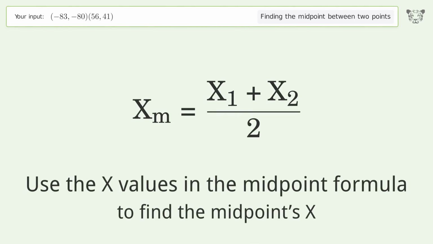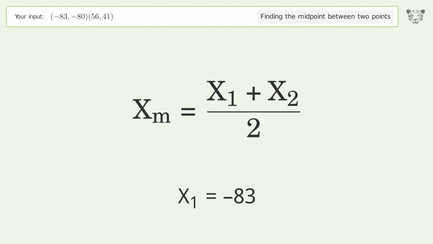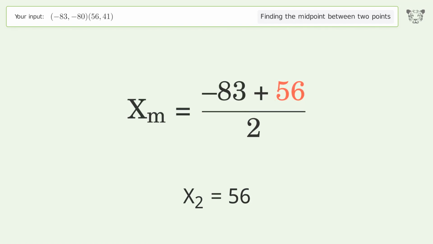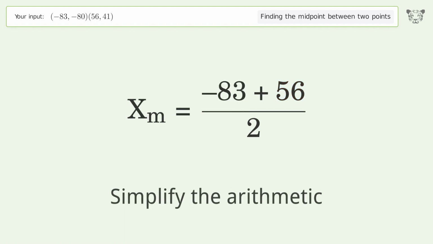Use the x values in the midpoint formula to find the midpoint's x. x1 equals -83. x2 equals 56. Simplify the arithmetic.